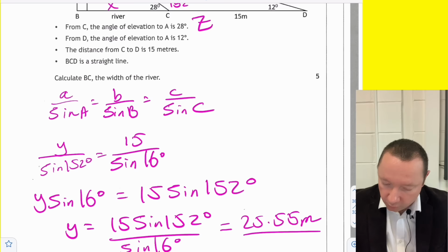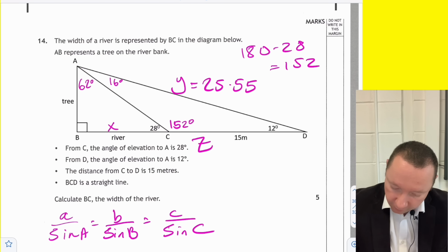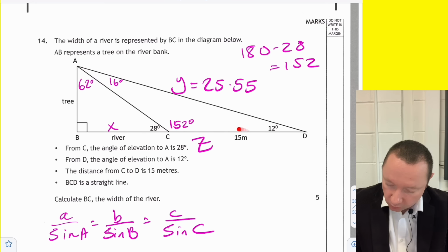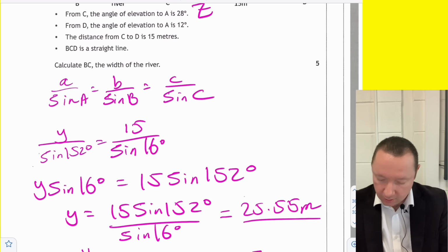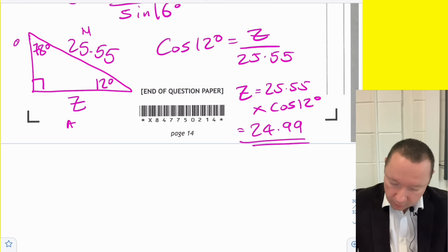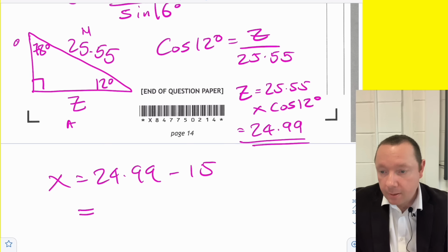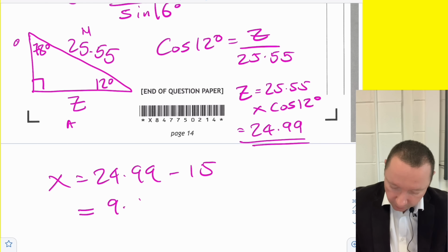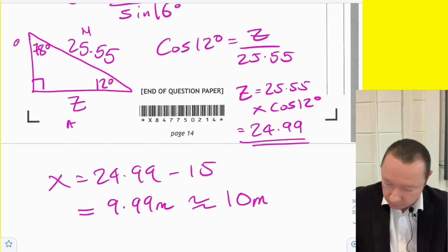But remember, that 24.99 is the length all the way over, because we've just used the big triangle. So I need to find x, but I already know it's 15 metres to here. So if I just take away 15, I've done it. So x equals 24.99 minus 15, which is 9.99 metres, so rounding it, about 10 metres wide. And we're done.